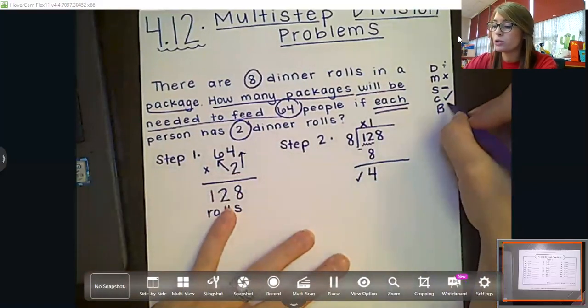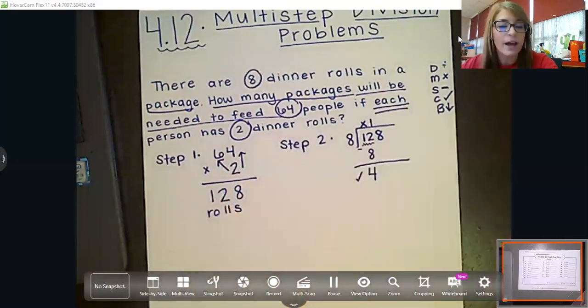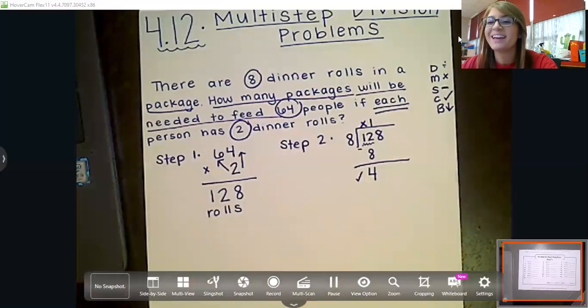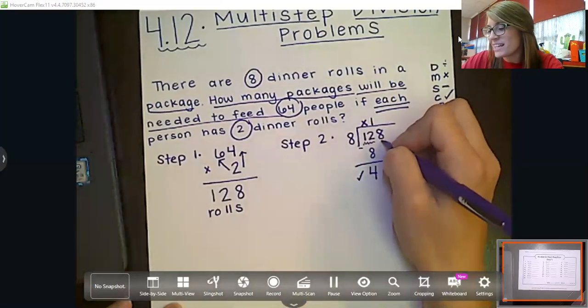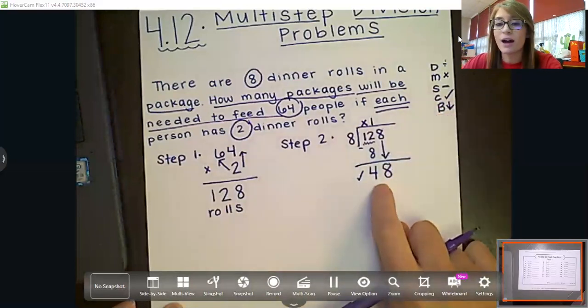which is to bring down. What am I bringing down? Not the roof, not the house. What am I bringing down? Very good. This 8 right here. Okay, so now I've got 48.